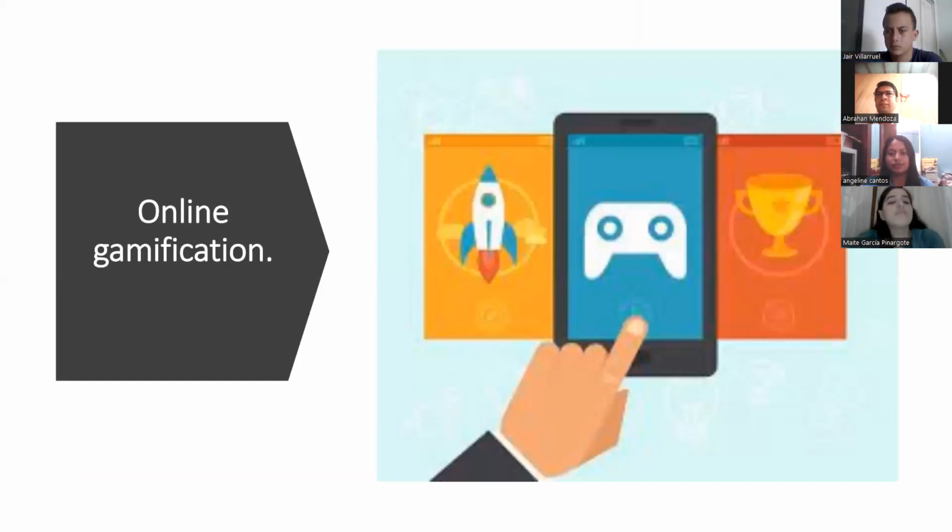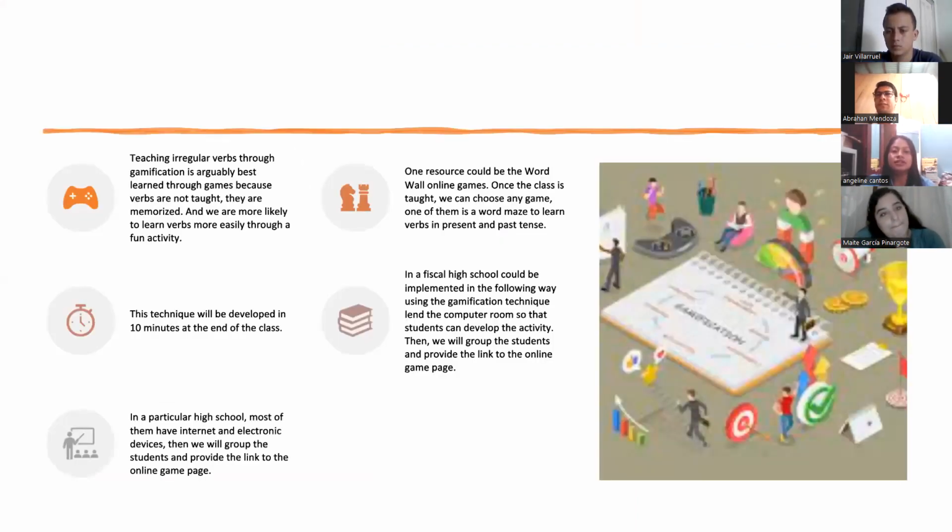Online games. Teaching irregular verbs through gamification is arguably the best way, learning through games, because verbs are not just taught, they are practiced and memorized. And we are more likely to learn verbs more easily through playing and acting. One example could be an online game where a word is missing to learn verbs in present and past tense.